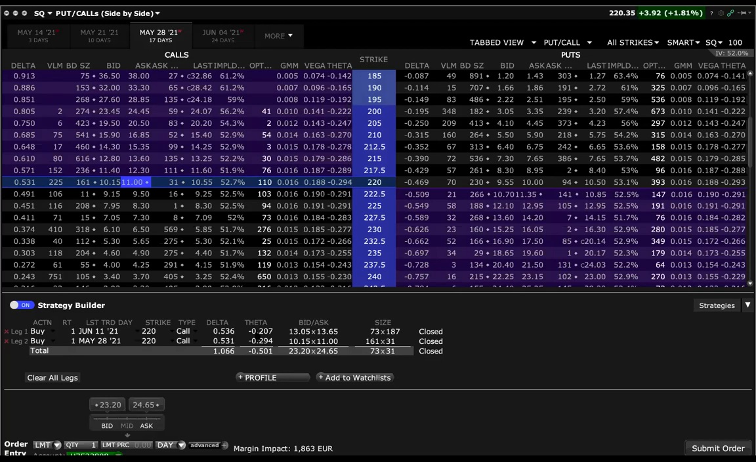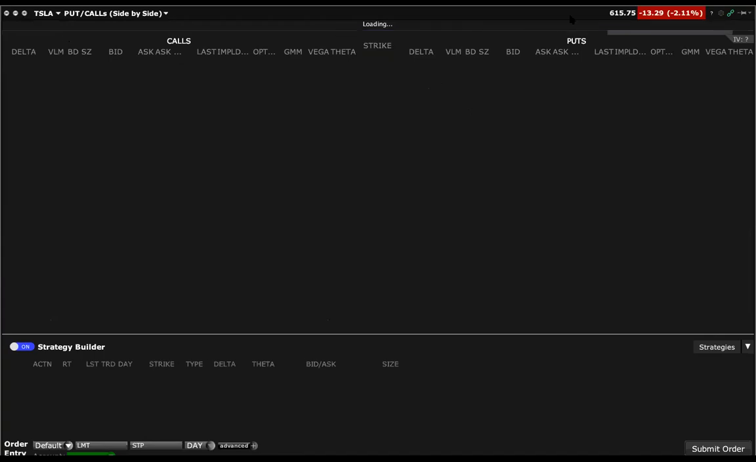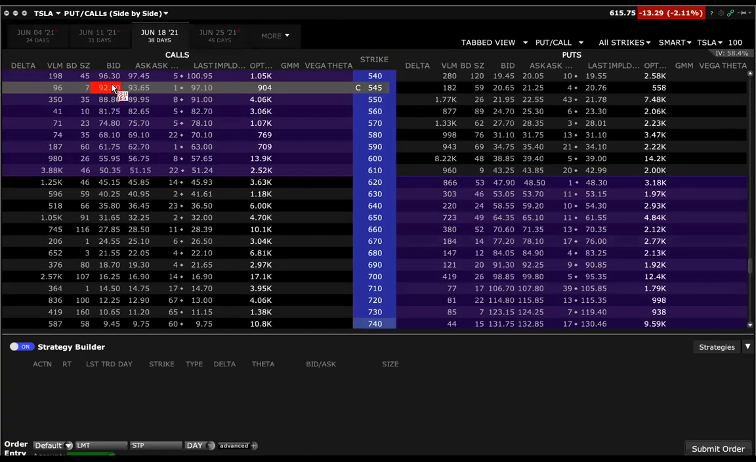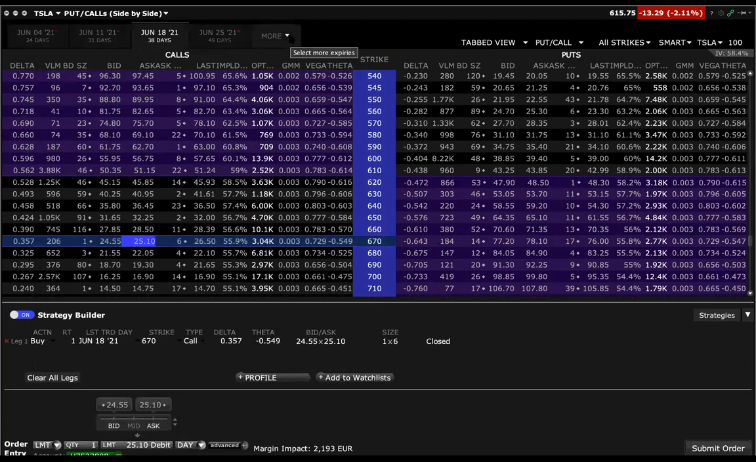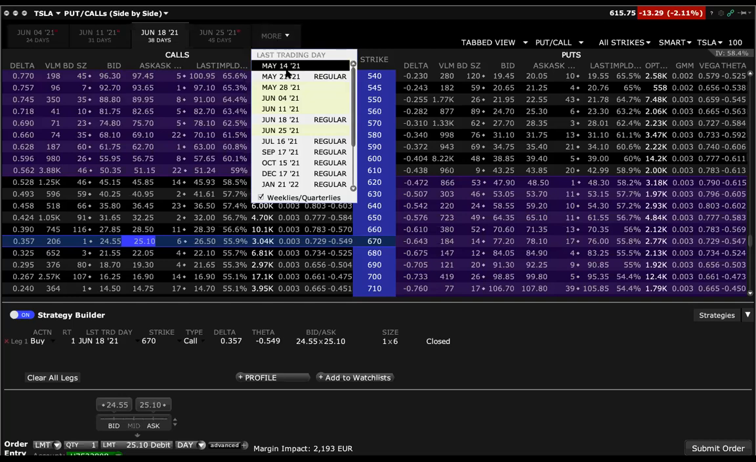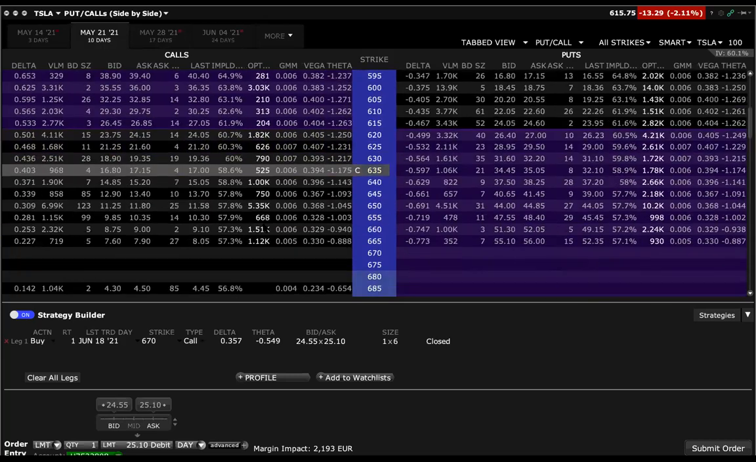So that's why everything is linked. I will try, for example, Tesla maybe, and I will compare the same. 615, minus 2%. So if I go for June, for example, this is 670, just an example, and we will compare the same contract with the same strike, but at different expiry dates. And here's one, for example, May 21st, 670.